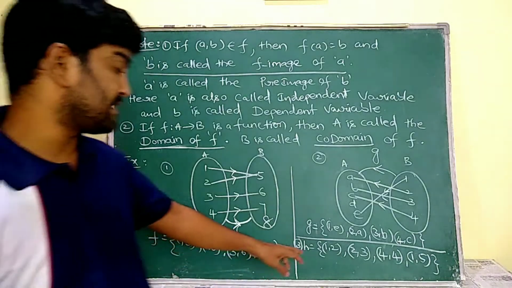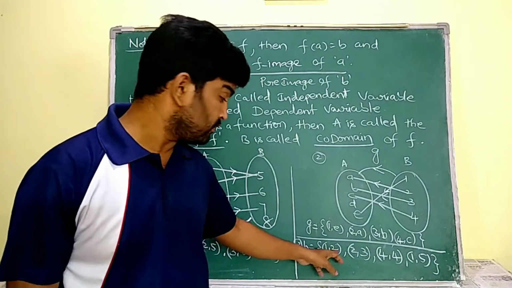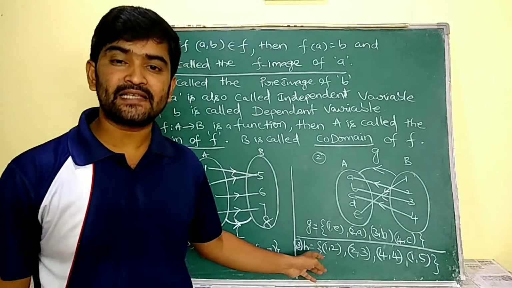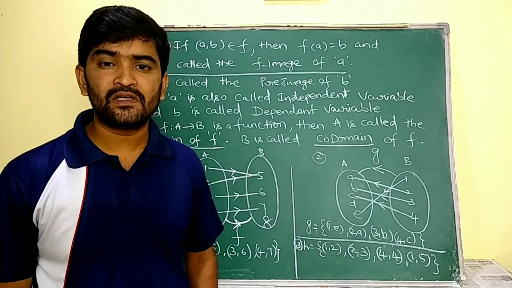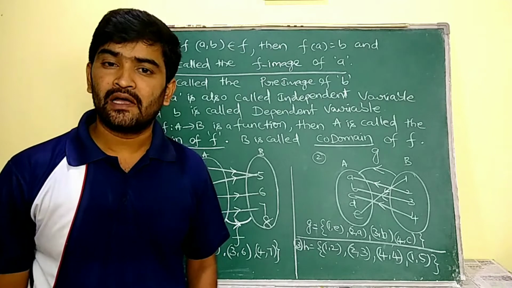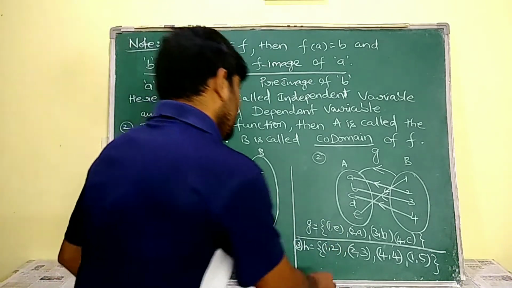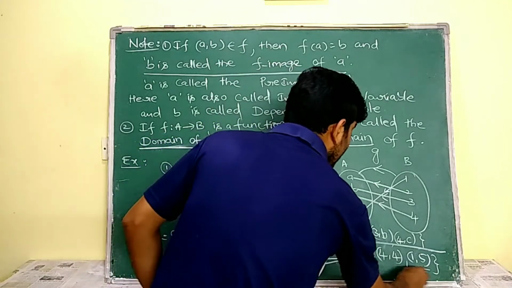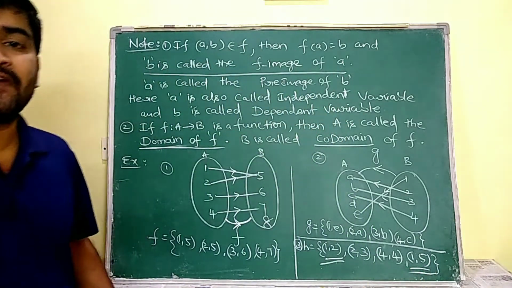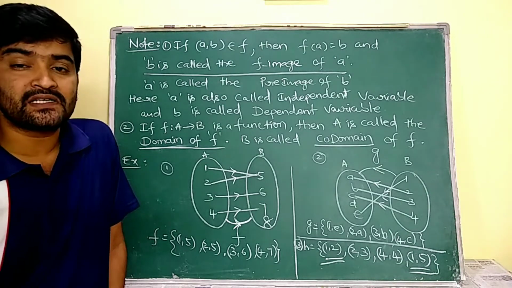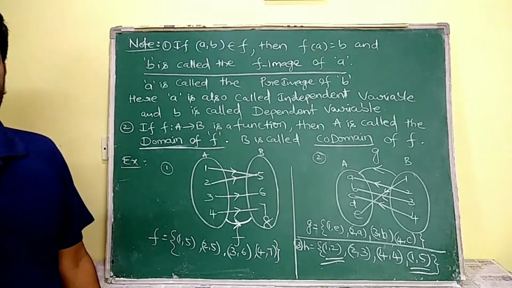Now coming to this H: 1, 2, 2, 3, 4, 4, 1, 5. Is this relation H a function? Observe this. It is not a function. Why? Because in this relation, two ordered pairs have the same first coordinate. Because of that, the relation H is not a function.